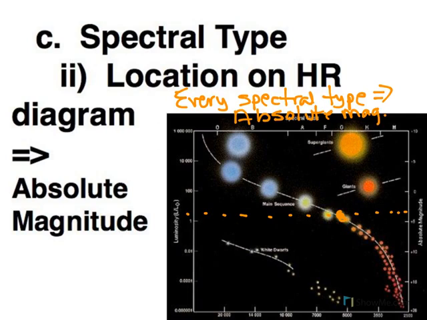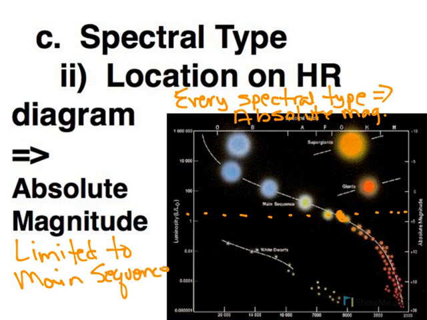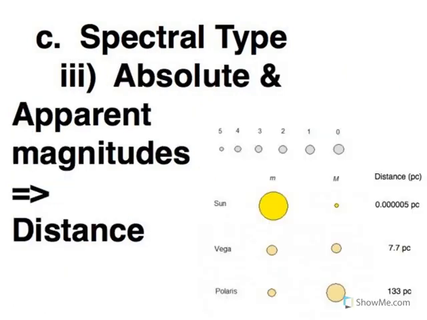Now this is limited to main sequence stars. But that's 90% of the stars. So that's helpful. And then, of course, our last step is comparing apparent and absolute magnitudes to get the distance.